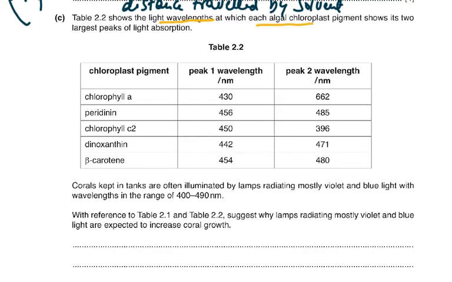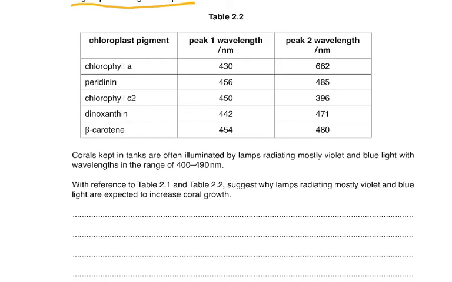at which each algal chloroplast pigment shows its 2 largest peaks of light absorption. So chloroplast pigment A, peak 1 wavelength, whatever. So 430, 662, and then 456 and 485 and 450 and 396 and 442 and 471 and 454 and 480.